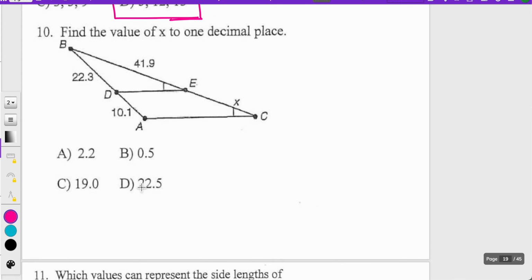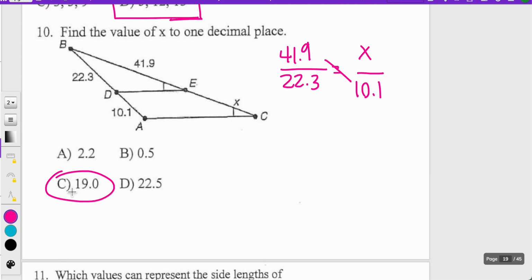Find the value of x to 1 decimal place. So x is here, which is the degrees we're missing. So we want to think about 41.9 is with 22.3, right? So x can be with 10.1. So we're just cross multiplying 41.9 times 10.1 and then dividing that by 22.3. So 41.9 times 10.1 divided by 22.3 is going to give us about 18.97. So we'll round that to C, 19.